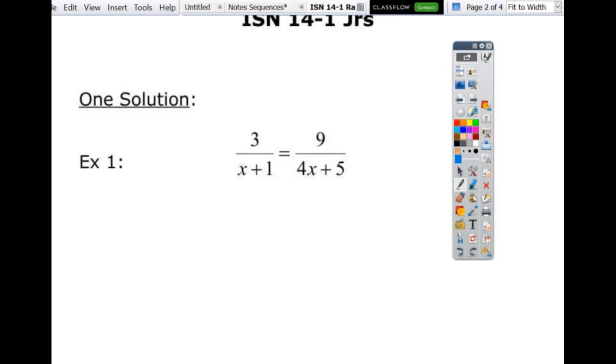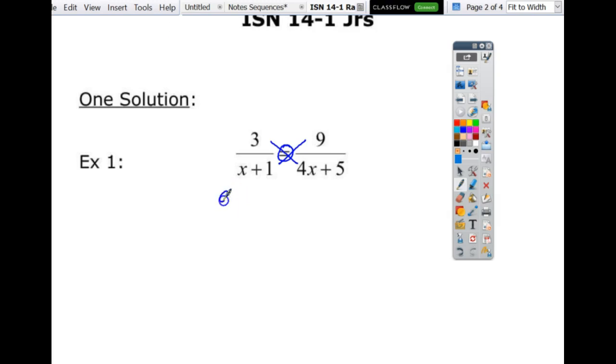So today we're going to solve rational equations, and I know it's solved because I have an equal sign between the two. And so today a rational equation is a fraction equal to a fraction. So this is a rational equation, and I'm going to solve this by cross multiplying.